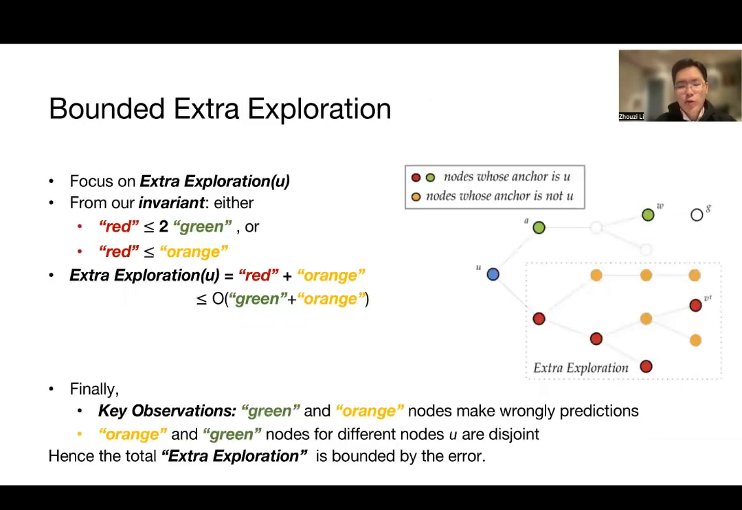The analysis can be derived by the observations and the invariance. First, from our invariance, we have either the red is smaller than twice the green or red is smaller than orange. So the extra exploration rooted on U, it is red plus orange, and it can be bounded by O(green plus orange). However, by the observations, green and orange nodes are all wrongly predicted. Moreover, the green nodes and the orange nodes for different nodes U, they are disjoint. So the sum of green plus orange for different U, it is bounded by O(error). Hence, we bound the exploration by the error.